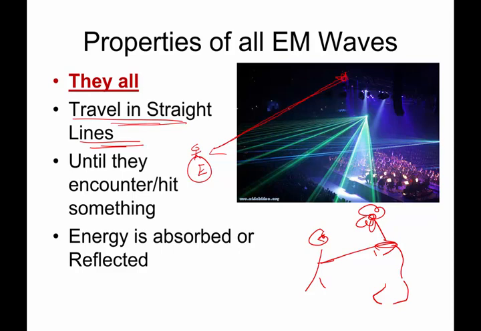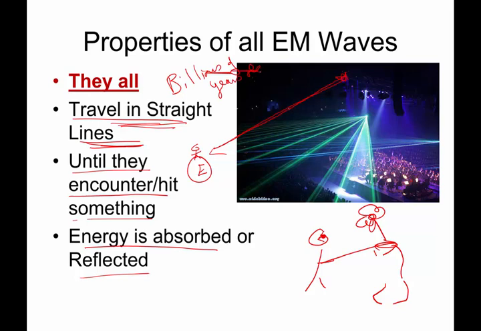How long will these electromagnetic waves travel? Well, they're going to travel forever until they encounter or hit something, until their energy is actually absorbed by something like your eyeball or absorbed by something like a leaf on a tree. This property that they travel forever in straight lines means that we can see light waves that are literally billions of years old. And in the world of astronomy, billions of years old is what we're talking about many, many, many times.